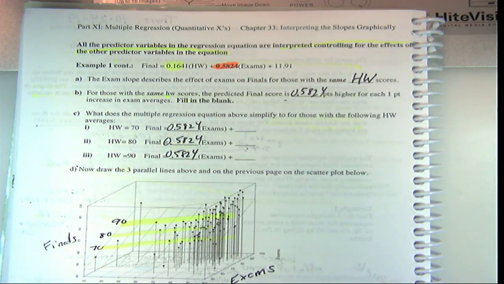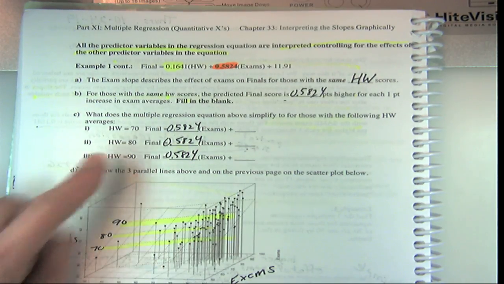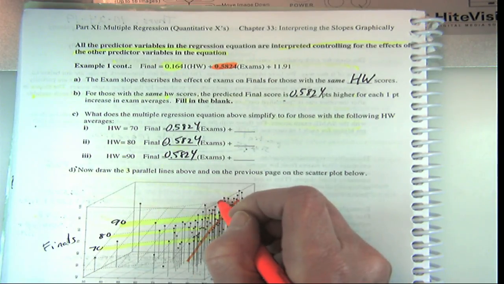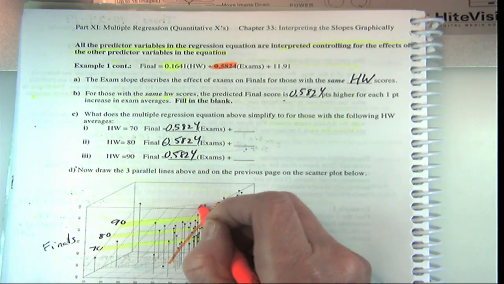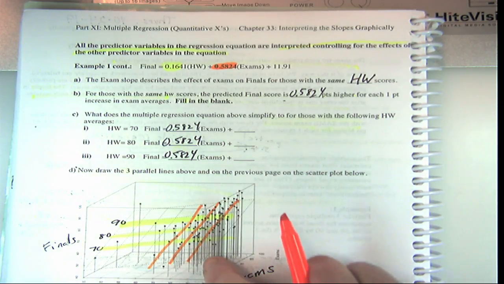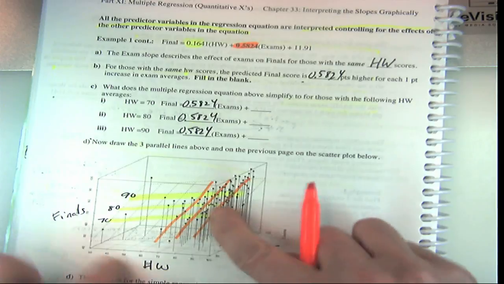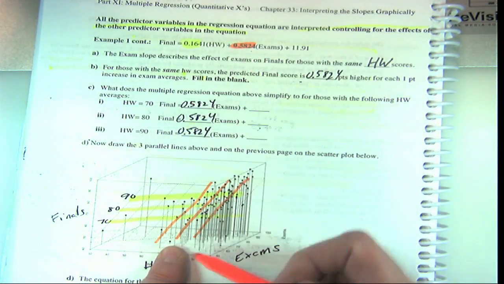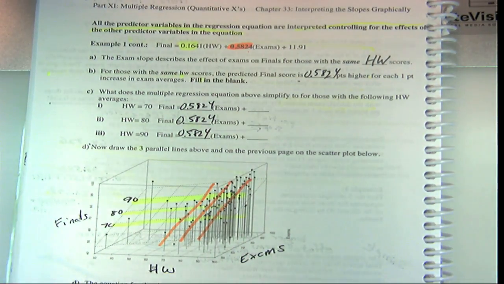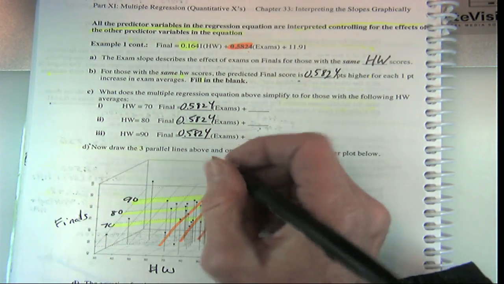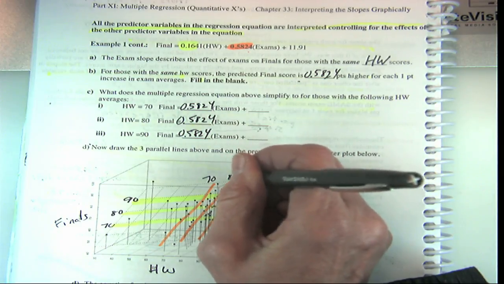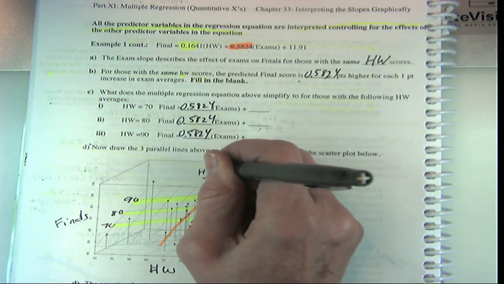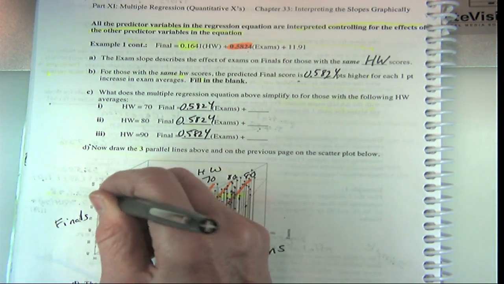I can draw them in here. Here's the exam of 70, 80, and 90. There's an exam of 100. This will be 90, this will be 80, and this will be 70. You can see that the tilt of the plane in the exam direction is much steeper because exams have more of an effect than homework. This is the homework right here, and this is the exams.